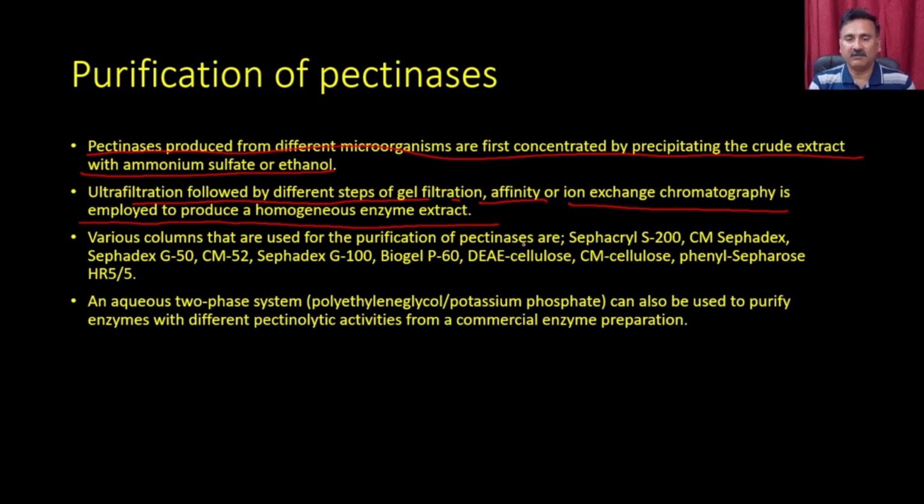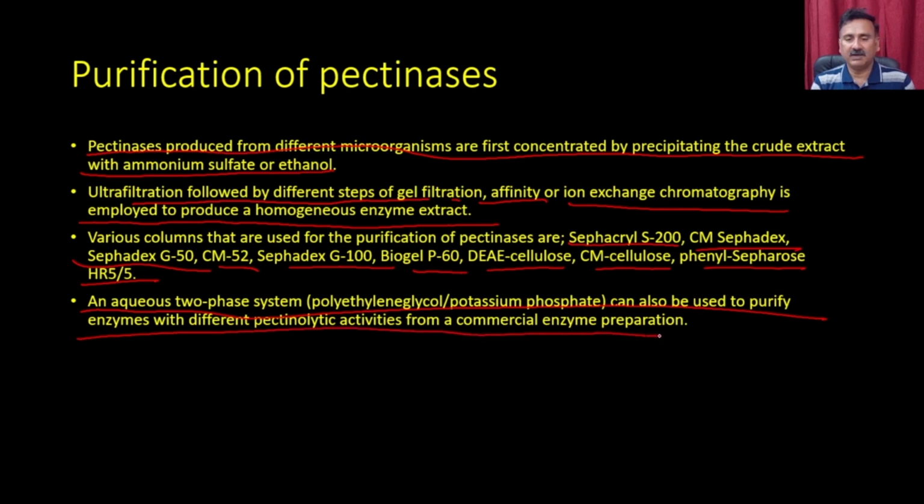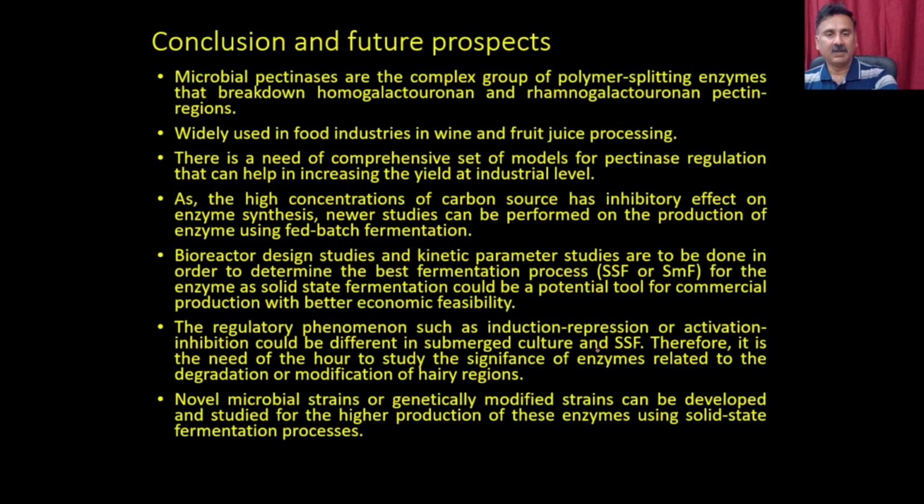Various columns that are used for the purification of pectinases are Sephacryl S200, CM Sephadex, Sephadex G50, CM52, Sephadex G100, Biogel P60, DEAE cellulose, CM cellulose, phenyl Sepharose, HR555. An aqueous two-phase system can also be used to purify enzymes with different pectinolytic activities from commercial enzyme preparations. So microbial pectinases are a complex group of polymer splitting enzymes that break down the homogalacturonan and pectin regions, widely used in the food industry in wine and fruit juice processing.